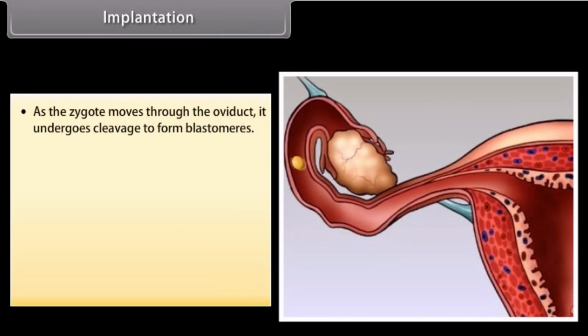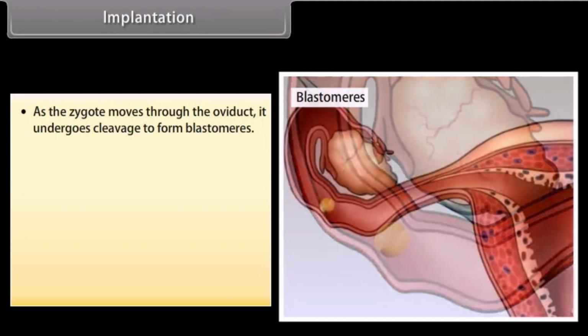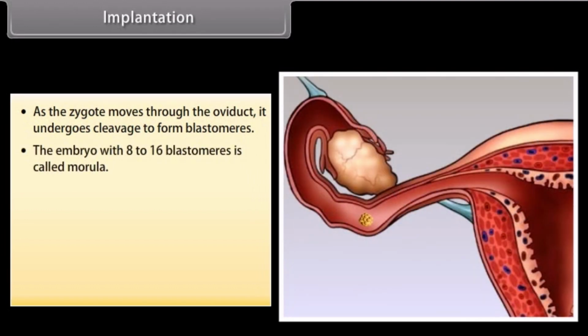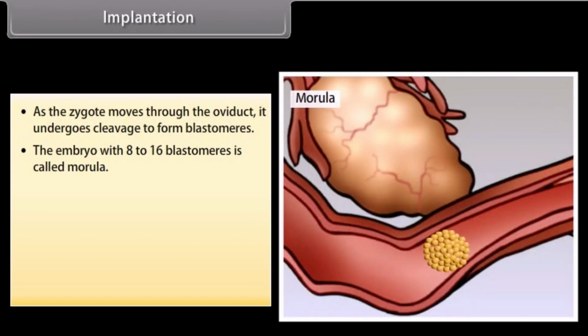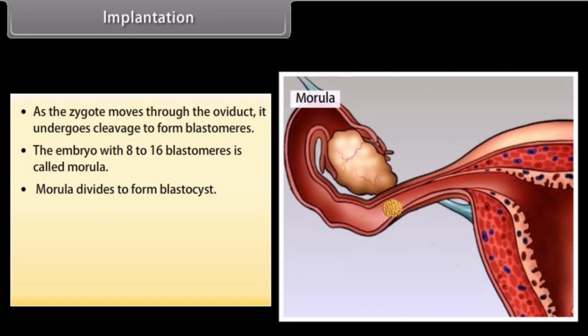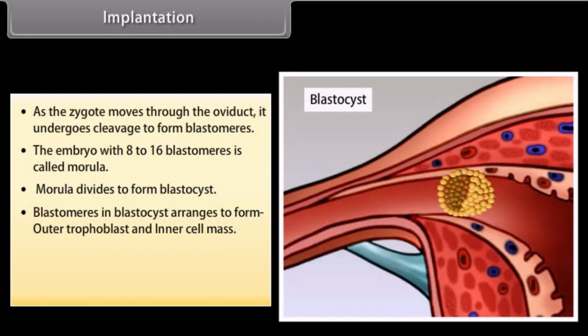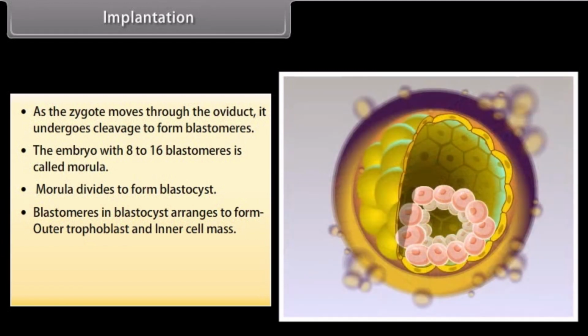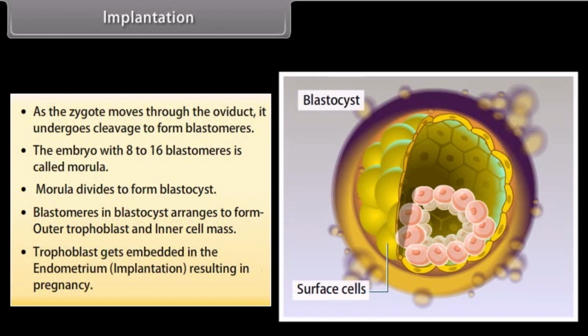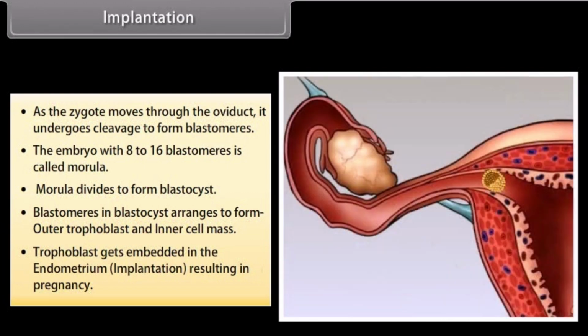Implantation. As the zygote moves through the oviduct, it undergoes cleavage to form blastomeres. The embryo with 8 to 16 blastomeres is called morula. Morula divides to form blastocyst. Blastomeres in the blastocyst arrange to form outer trophoblast and inner cell mass. The trophoblast gets embedded in the endometrium, called implantation, resulting in pregnancy.